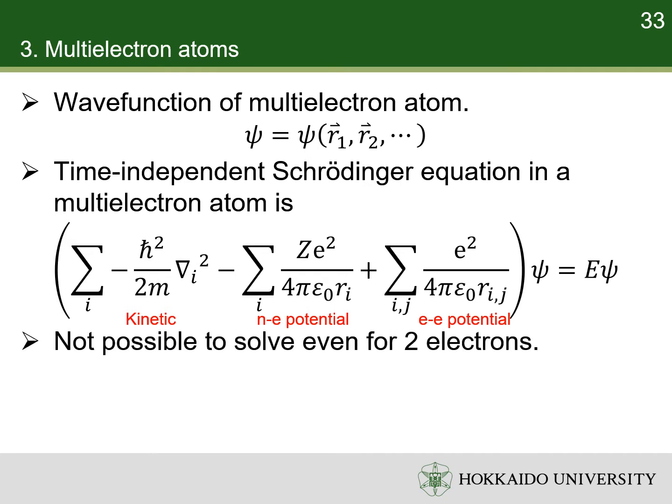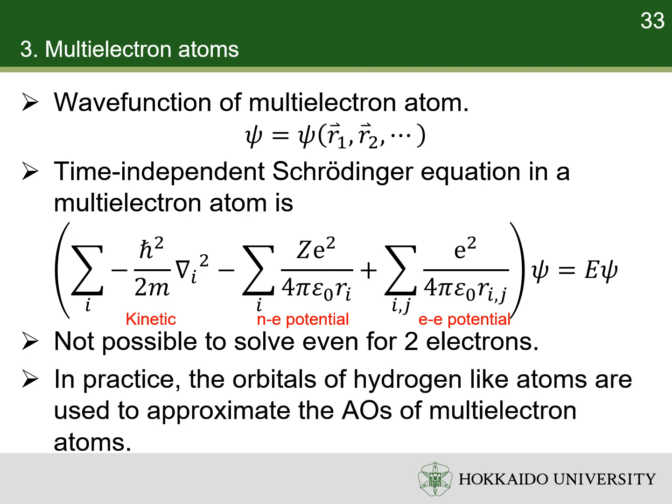Unfortunately, there is no analytical solution to such a Schrödinger equation, even for the case with only two electrons. In practice, the orbitals of hydrogen-like atoms are used to approximate the atomic orbitals of multi-electron atoms.